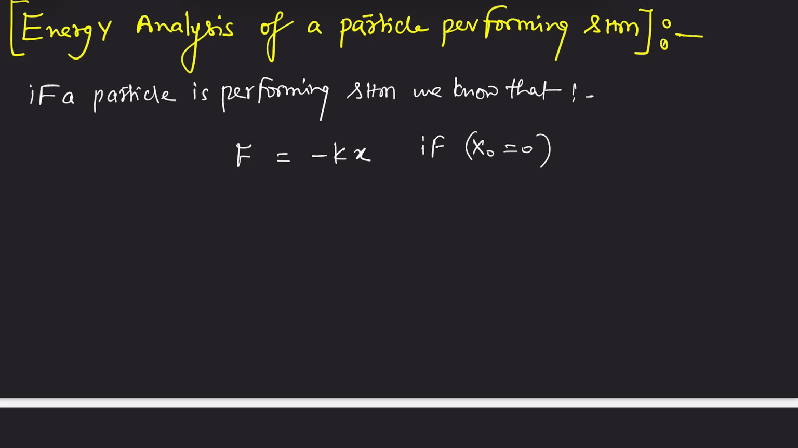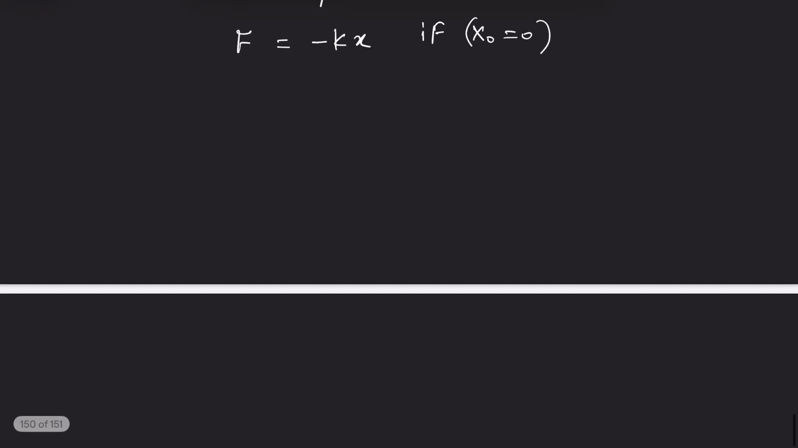Why am I using it this way? Because the calculation will become much easier, and everything we discuss, like graphs and all, would be much easier for me and for you to understand. Later we may bring this x naught into the equation also, but for now I am taking x naught equal to 0 only. So F will be equal to minus kx.